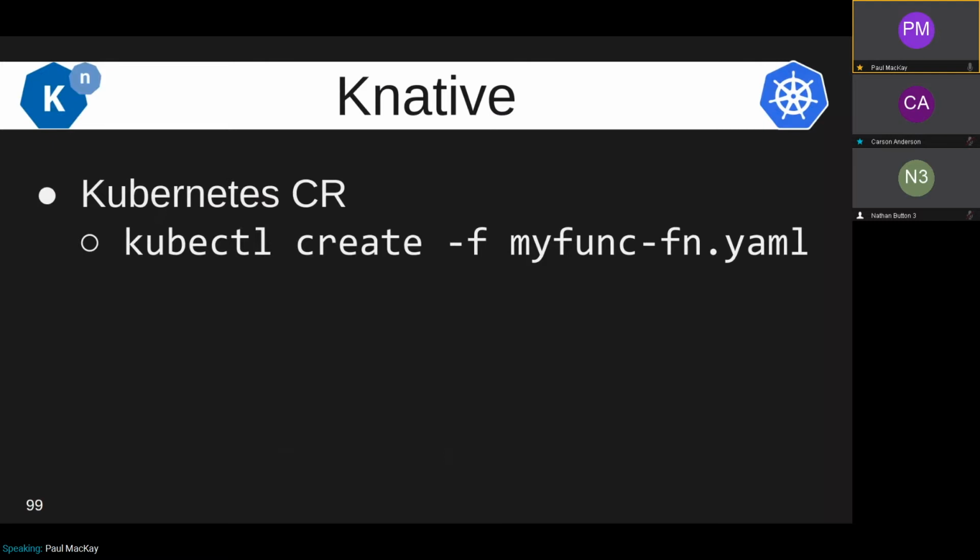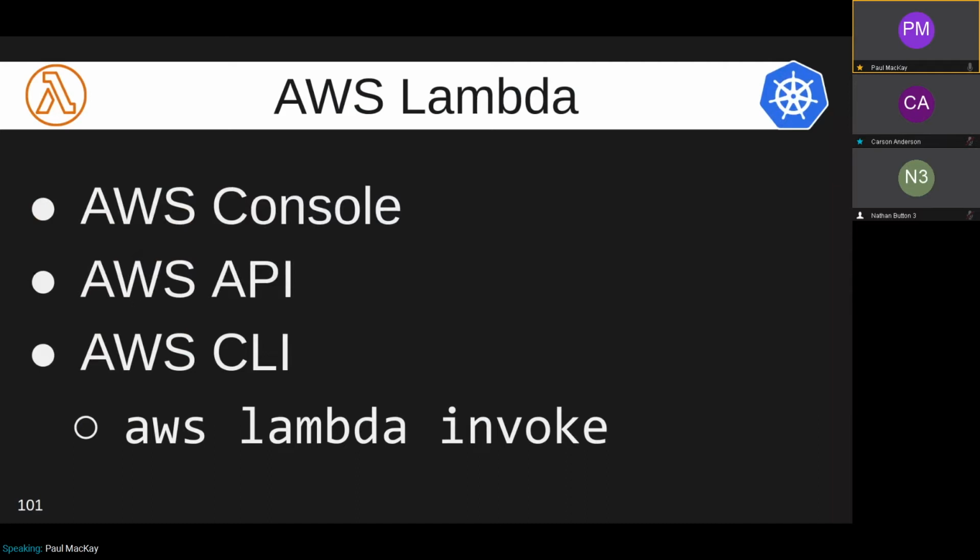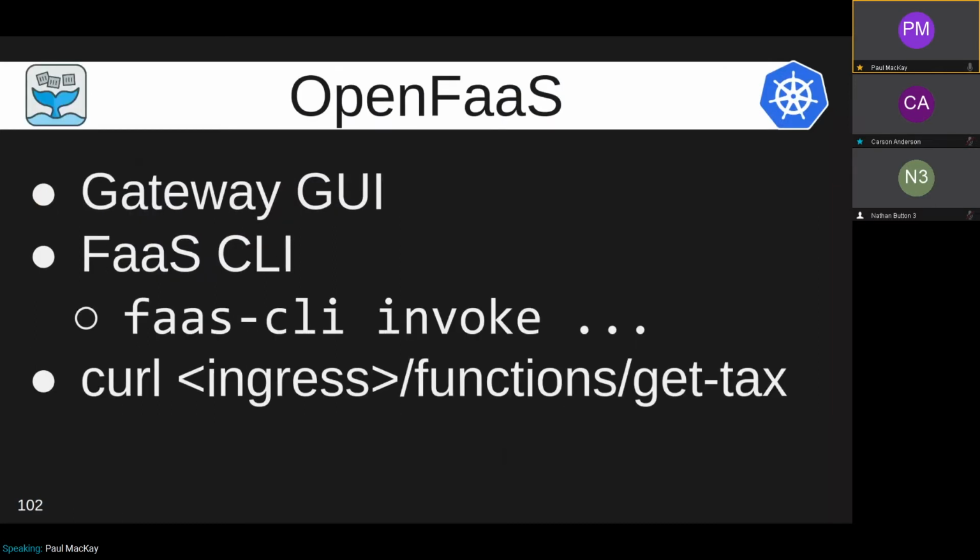I have no problem with this. It's just not as many options. When it comes to invoking functions in Lambda, it's almost the same slide as before. You've got all the same Lambda tools to call functions as you do to deploy them. It's the same interfaces.